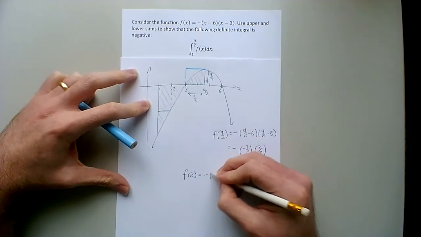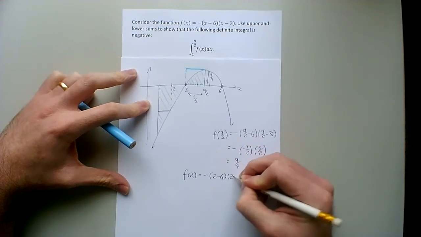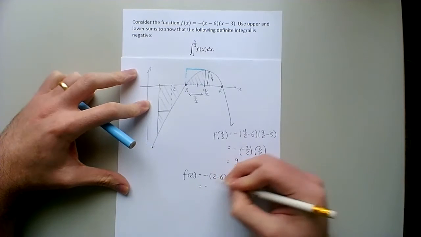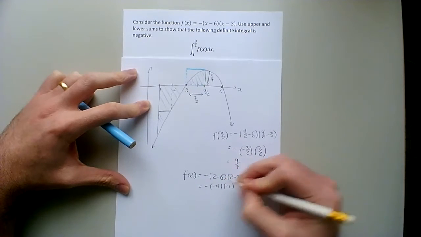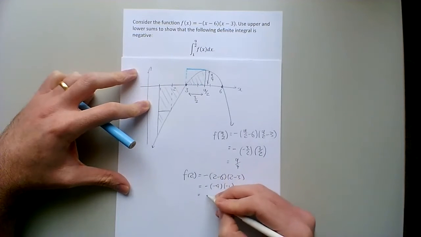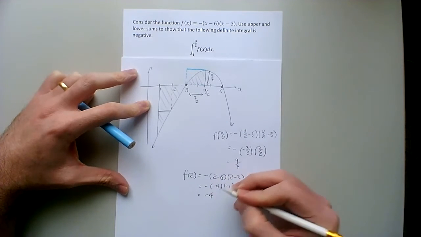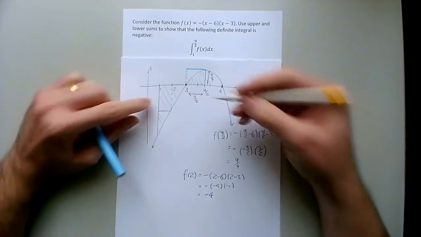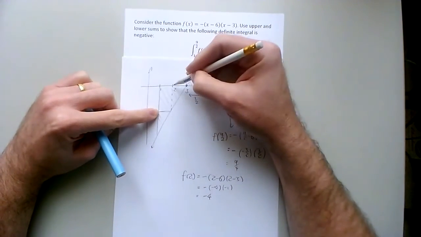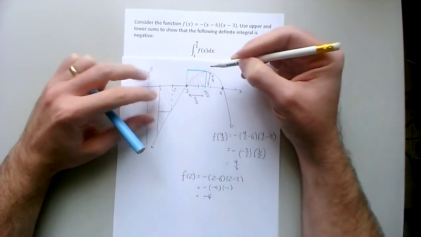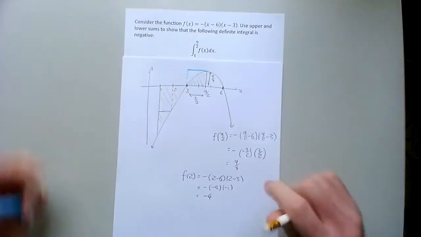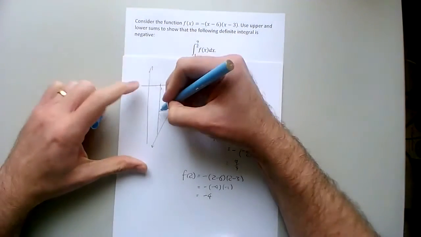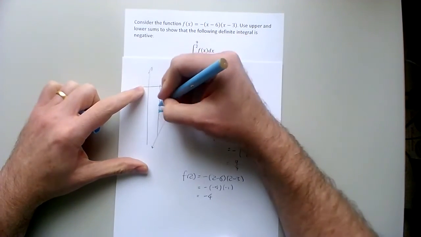f of 2 is minus 2 minus 6 times 2 minus 3. And 2 minus 6 is negative 4. 2 minus 3 is negative 1. Minus, minus, minus, that means the answer is still negative 4. We're doing well. So this one will be minus 4 times 1. This one will be 0. And the minus 4 is going to be bigger negative than this is positive, so it's all going to work out right. Okay, so this is my upper sum here.